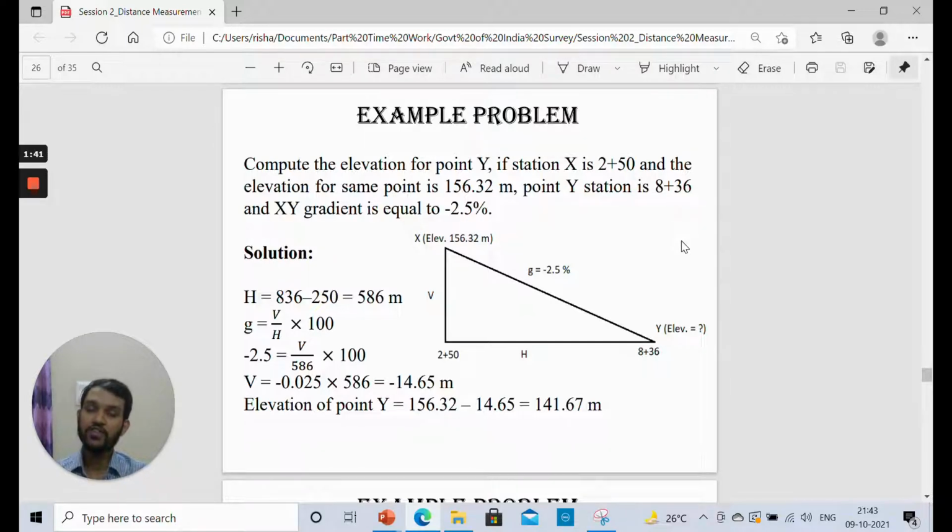So practically, on site, if we have the data, we should be able to do this with the help of calculations. For that we need to develop a basic understanding of the terminologies also. So this was one example.